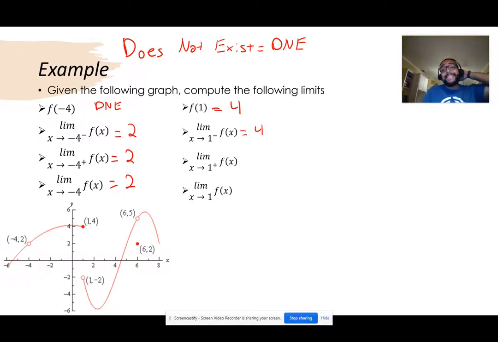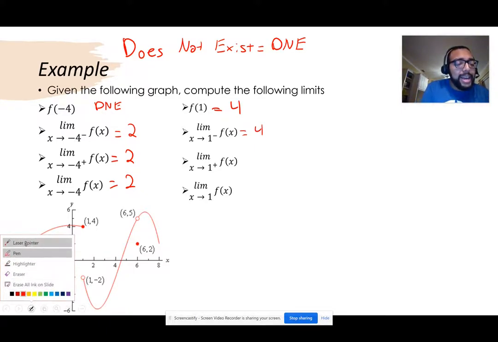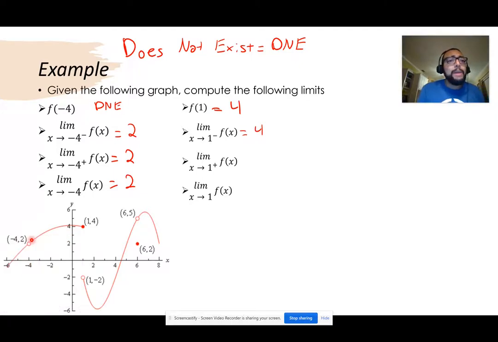Okay? So the limit as x approaches 1 from the right-hand side. Oh, this is different, isn't it? Because the limit as x approaches 1 from the right-hand side means look at the numbers that are bigger than 1, which are these numbers here. And as I approach 1 from the right-hand side, I'm getting closer and closer to -2.